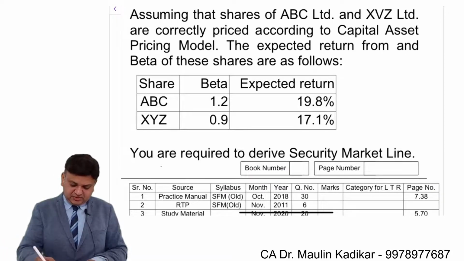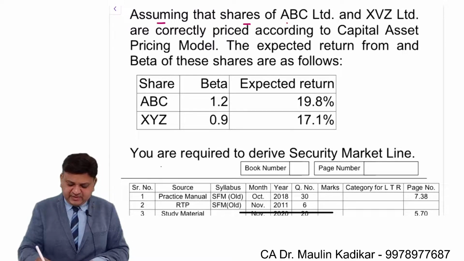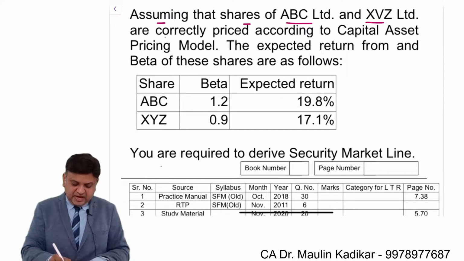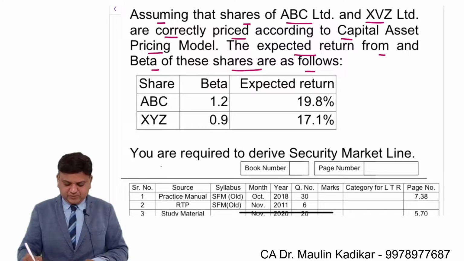Let us see the next question. Assuming that shares of ABC Ltd and shares of XYZ Ltd are correctly priced according to CAPM, the expected return from and beta of these shares are as follows. So we have been provided with the information about the beta and expected return.